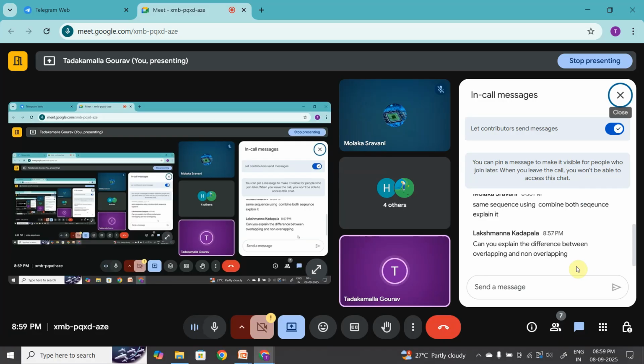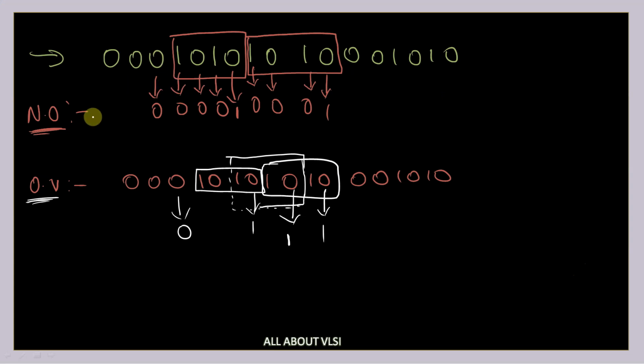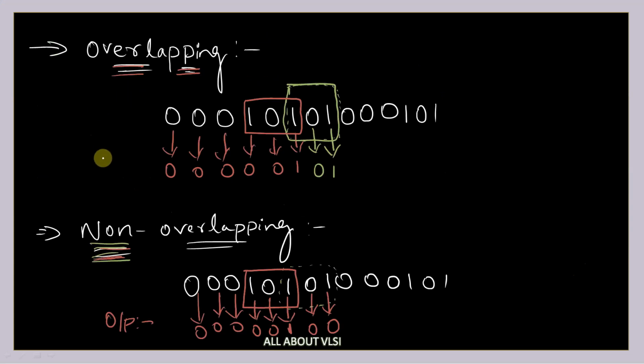This is the classic example of overlapping and non-overlapping, where we have a sequence 101 to be detected. In the case of non-overlapping sequence detection, once 101 has been detected, you should not consider the bits of the previous detected sequence. You should start checking from a fresh bit itself.